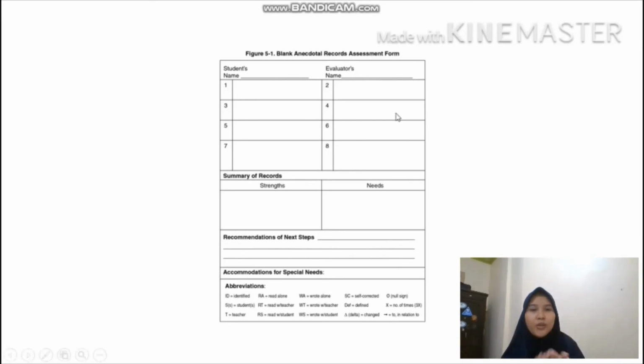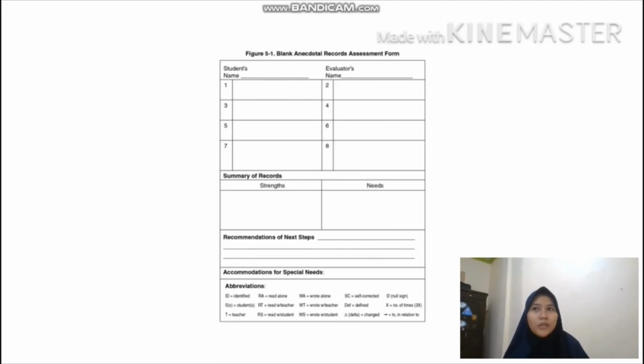Dan apa sih tujuan dari anecdotal ini? Tujuan dari anecdotal records tentunya untuk menjadi kontribusi untuk judgment student assessment. Jadi untuk mengkontribusi penilaian siswa di akhir biasanya.